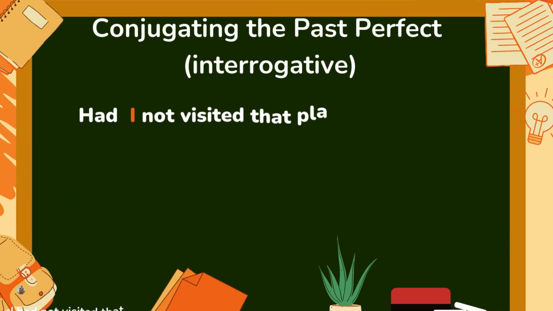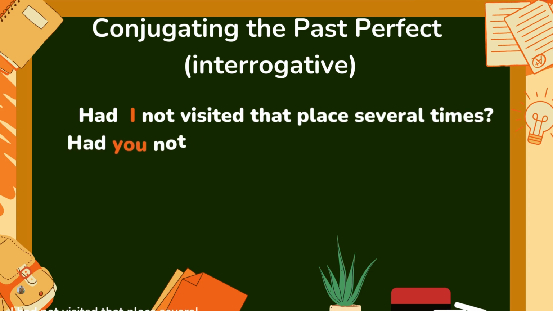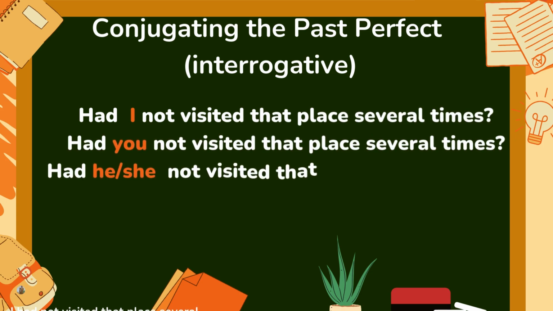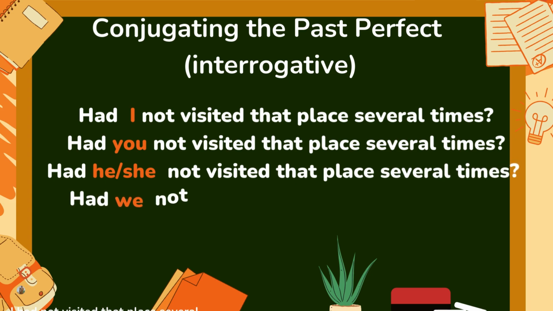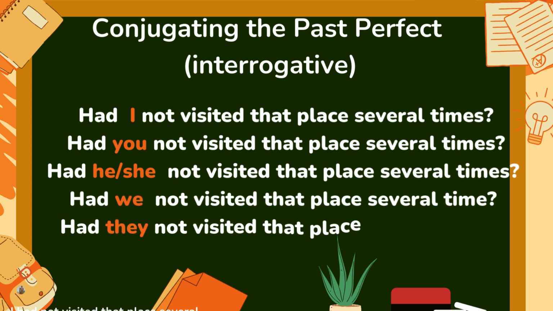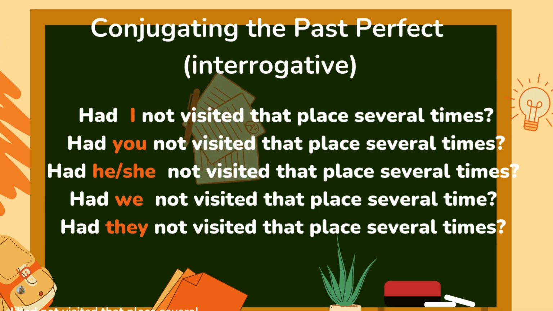Conjugating the past perfect interrogative. Some examples are had I not visited that place several times? Had you not visited that place several times? Had he or she not visited that place several times? Had we not visited that place several times? And had they not visited that place several times?